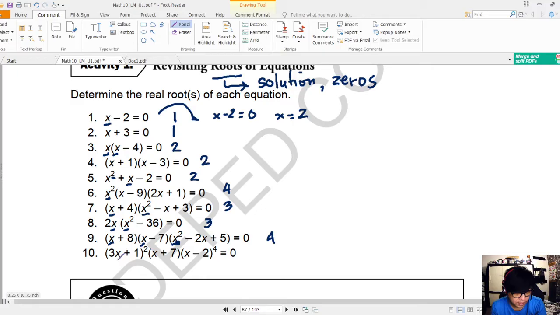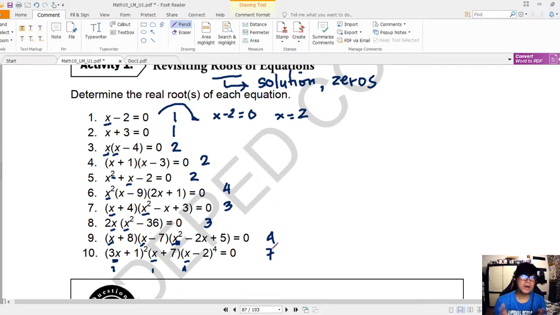Dito, isa. Pero take note that this is being raised to the second power. Ibig sabihin, dalawang 3x plus 1 and 3x plus 1. So, dalawang ganon, ibig sabihin, dalawa na ito siya. So, 2, this is 1. Ito naman, apat na x minus 2. So, there are 4 times here. So, 4 dito, dito 1, and 2. Ilan lahat? 2 plus 1, 3 plus 4, 7. So, there are 7 roots.